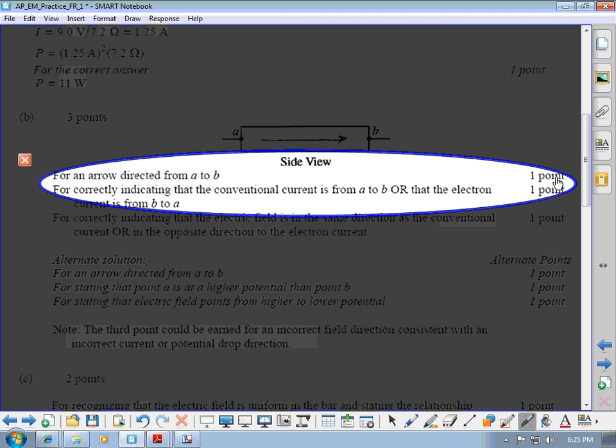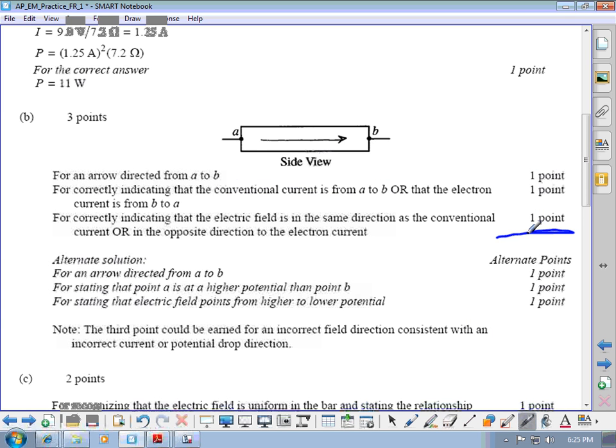You could get that final point because you would have gotten that correct. Your explanation was right. You tied everything together the correct way. You just had things backwards from the very beginning. So they did allow partial credit for that.